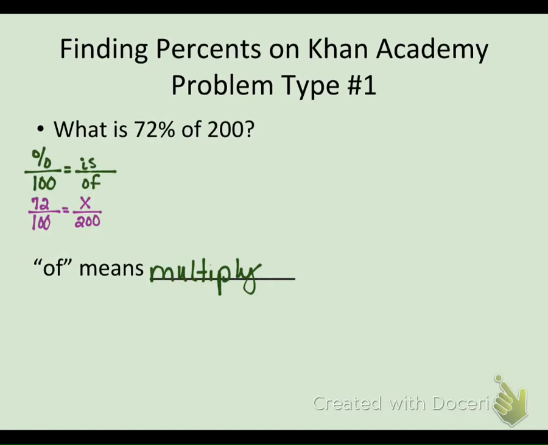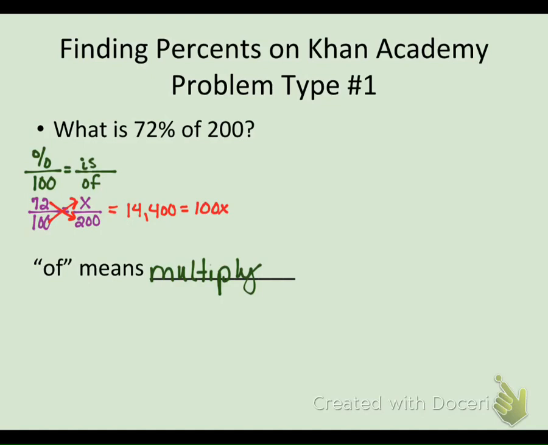Last Thursday, we also talked about how once we have a proportion, we solve by cross multiplying. So I'm going to take 72 times 200, which is 14,400. Then we're going to cross multiply in the other direction. So what's 100 times x? 100x.